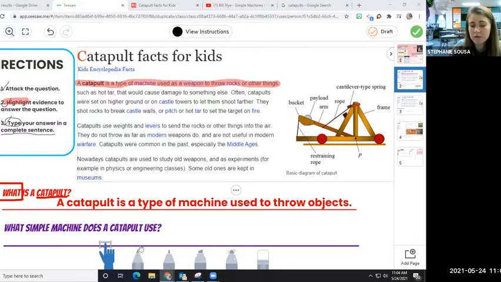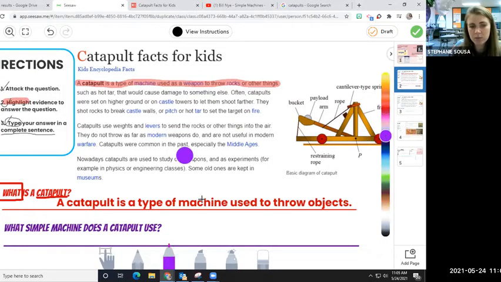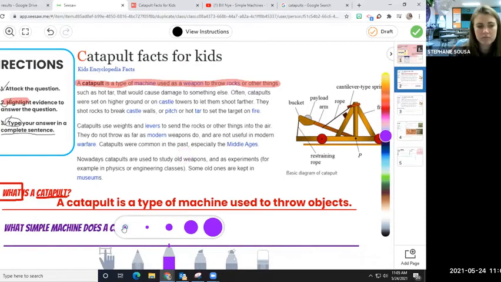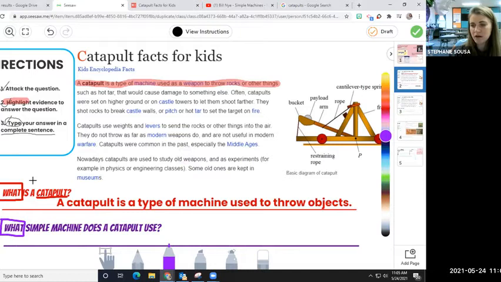Let's take a look at number 3. I apologize, not number 3. I don't know why I said that. Our purple question. Okay. What simple machine does a catapult use? Let's attack this. Purple, ready? What simple machine does a catapult use? This is a what question. We are looking for a thing. What thing are we looking for? We are looking for the name of a simple machine that is used by a catapult.